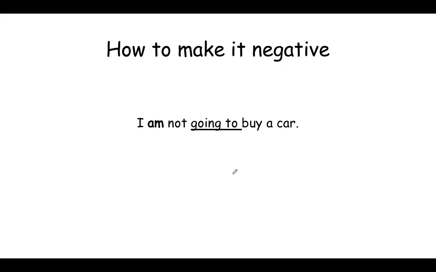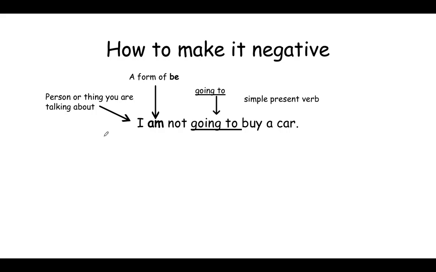So, to make it negative: "I am not going to buy a car." Just like the affirmative, which means yes, we have the person or thing we're talking about, the form of be, "going to," and the simple present form of the verb. The thing we add to make it negative is the word "not." Just like all the other stuff we've learned before, negative just means no. It means that whatever we're saying is not going to happen, instead of saying it is going to happen.